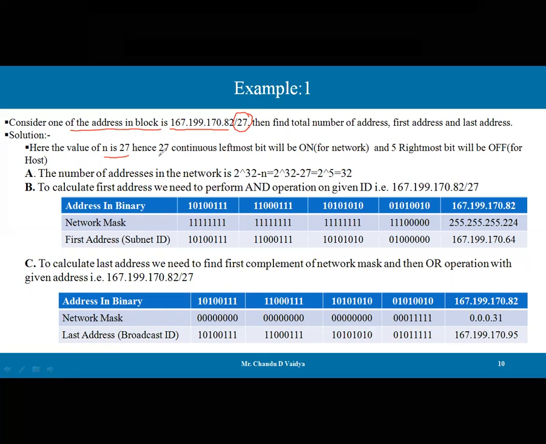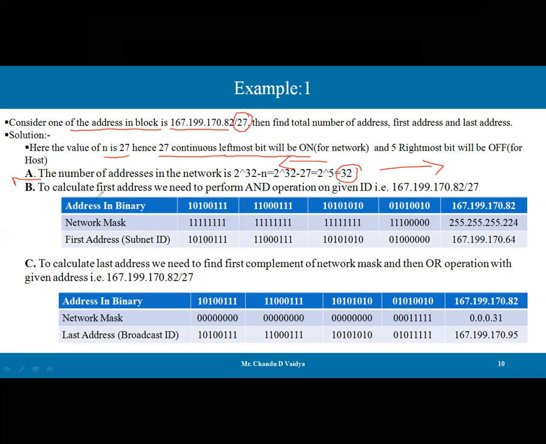Hence the 27 contiguous leftmost bits will be on, and the rest, 32 minus 27, which is 5 bits on the right side, will be off. So how is it going to be calculated? What is the total number of addresses in the network? 2 to the power 32 minus n. So 2 to the power 32 minus 27 is 2 to the power 5. So 32 addresses will be there in one particular block.